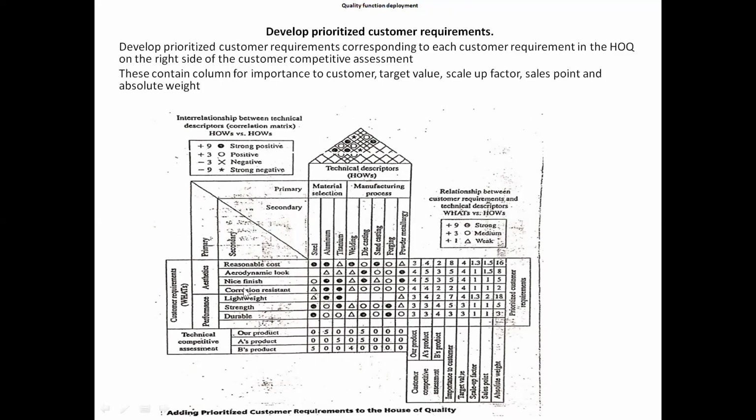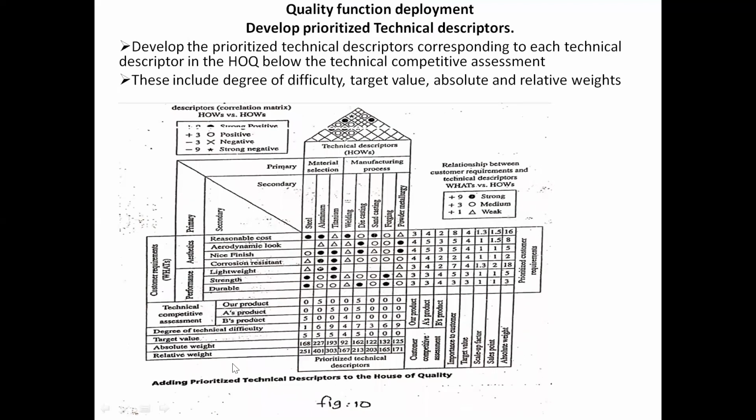Now, what, how, what and how and how, customer, competitors, technical competitive, prioritized customer. Now we are adding the prioritized technical descriptors in the drawing: degree of technical descriptor, target value, absolute value, relative value. By calculating the value on a scale of 1 to 10, we are giving the value, target value 0 to 5. These we are going to calculate with the formula. So these are all the steps included in the drawing.